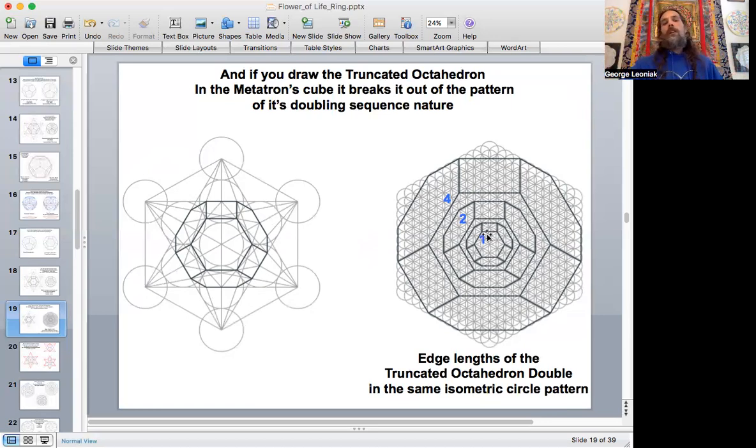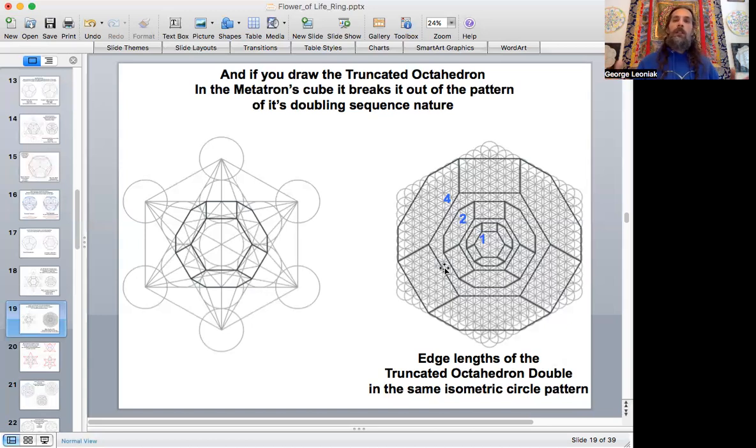And you could see that in this pattern here, which is all the same size circle, I can continue to expand that circle pattern out. And as it grows out, I'm just going to be able to continue to draw larger and larger truncated octahedron. So in a way, this is a doubling sequence kind of fractal way of going about it without using golden ratio.